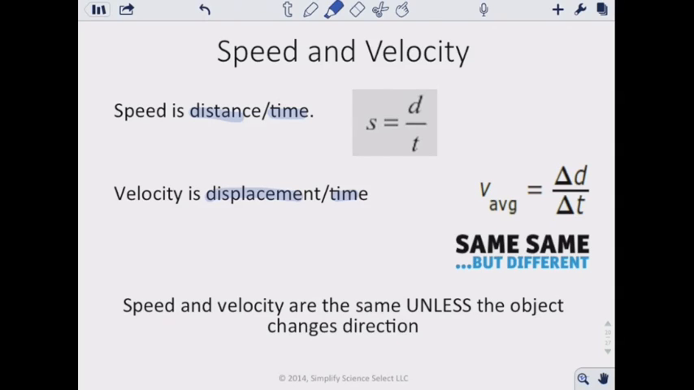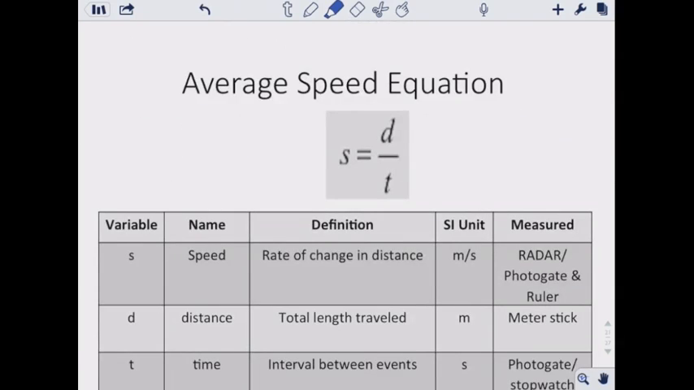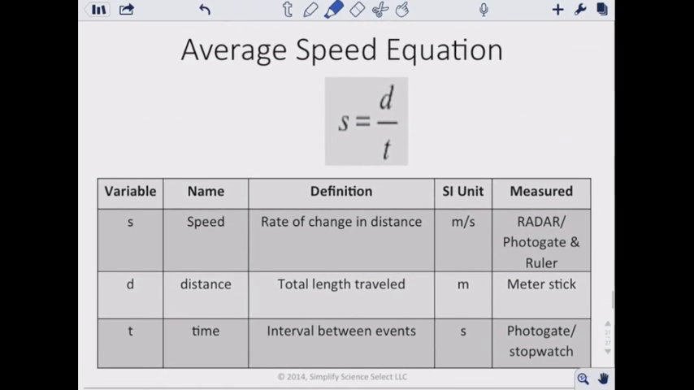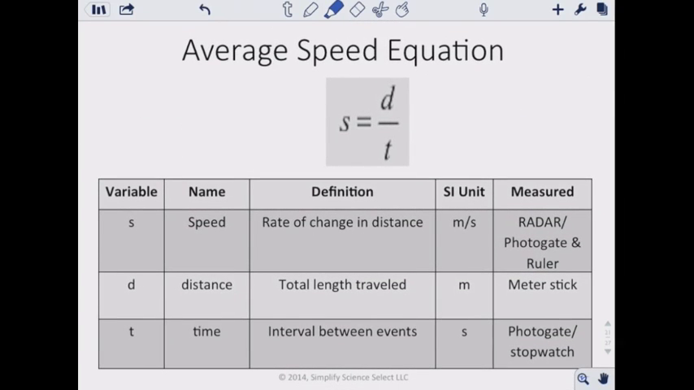So if we're talking about distance over time, we're talking about speed. If we're talking about displacement over time, we're talking about velocity. Speed and velocity are the same unless the object changes direction. Okay? And normally in this class they're going to stay the same. So this is speed and this is velocity. The only thing that's really changed is, is it distance or is it displacement? So here's the equation that we have for speed, and we'll generally just talk about speed, just talk about moving in one direction. And so we have speed equals distance all over time.